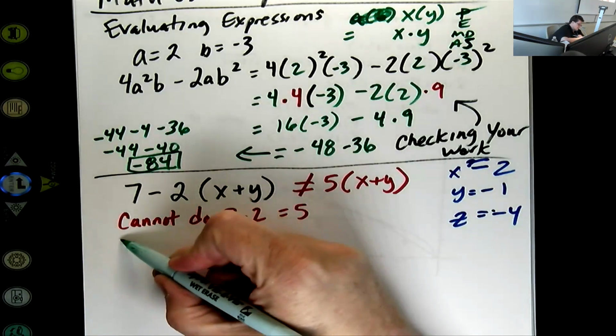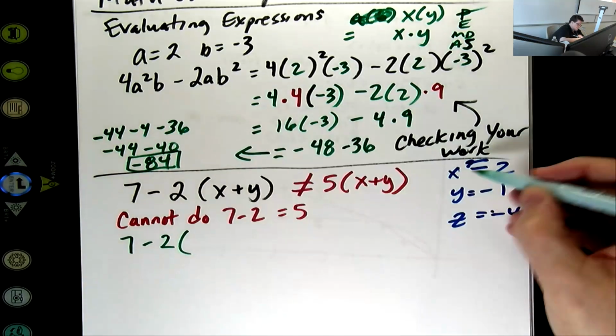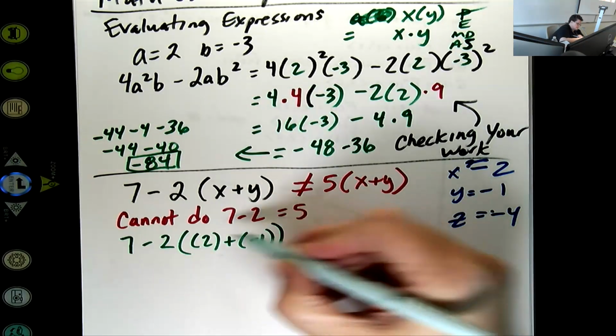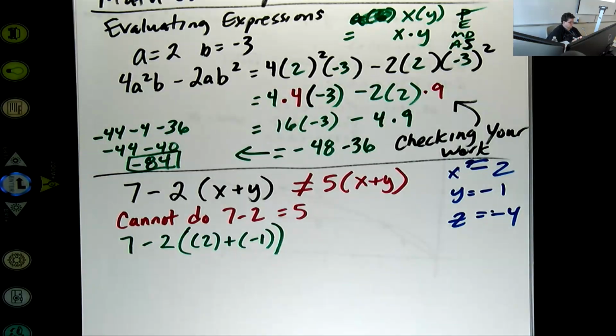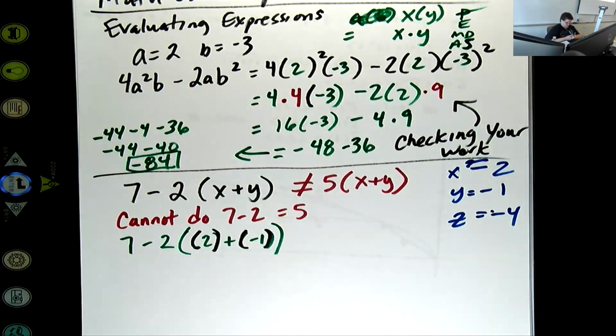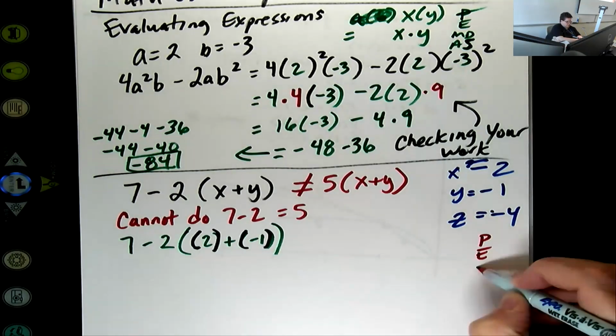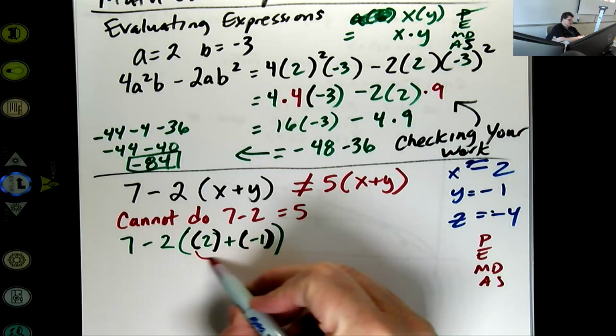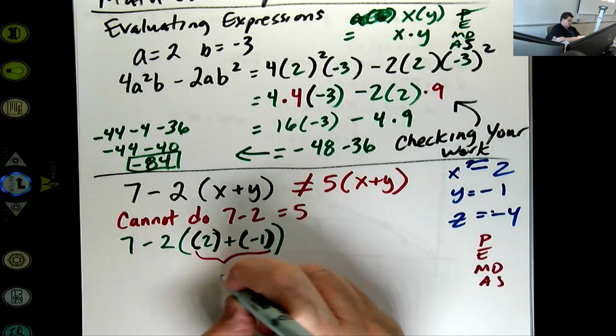So let's go back and plug in what we got. x was 2 and y was -1. I'm always using parentheses when I plug stuff in. Maybe I'll make it a different color so it's clear that I was substituting in. We've got to do PEMDAS. Parentheses happen first. This has got to happen first. 2 plus -1 is 1.